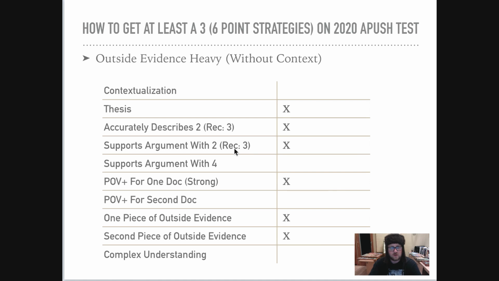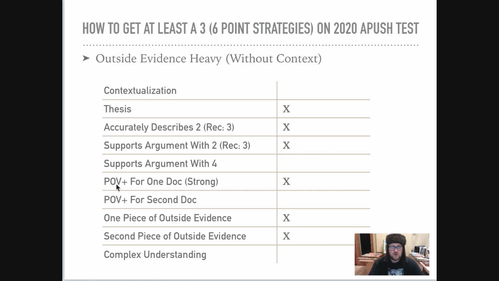For this one, for a lot of you, you may not have time to do it with all 4. Those of you who really want to push for a 4 or a 5 on the AP test, you're going to want to support your argument with 4 documents. Of course, the recommended would be 5 here. Then, point of view.